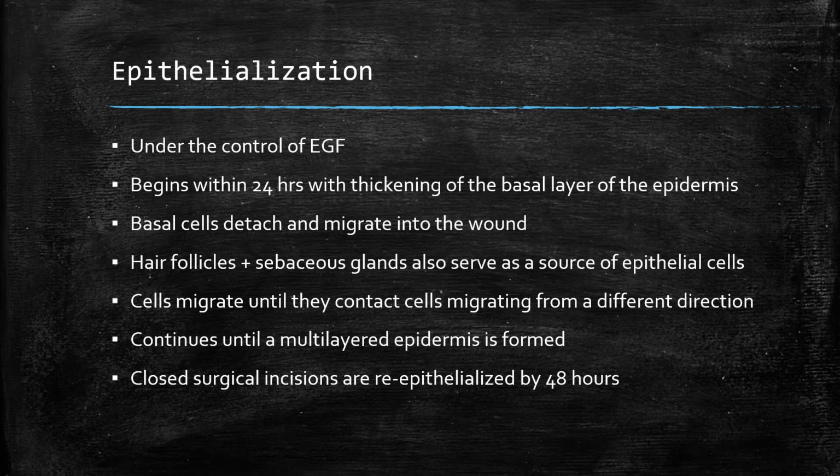Wound epithelialization is under the control of epidermal growth factor. The basal layer of the wound edge epidermis is the proliferative layer, and within 24 hours it becomes noticeably thickened. The proliferating basal cells are then able to detach and migrate out into the wound. Hair follicles and sebaceous glands are also able to serve as a secondary source of epithelial cells.